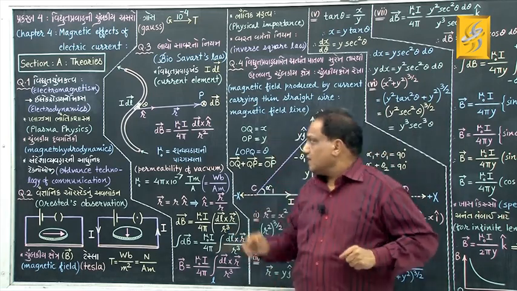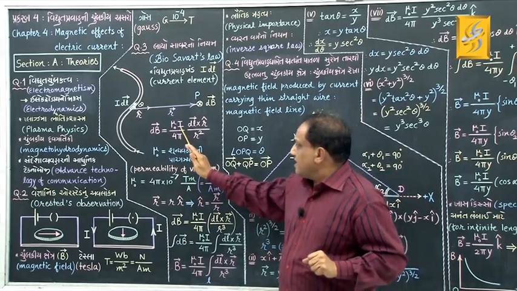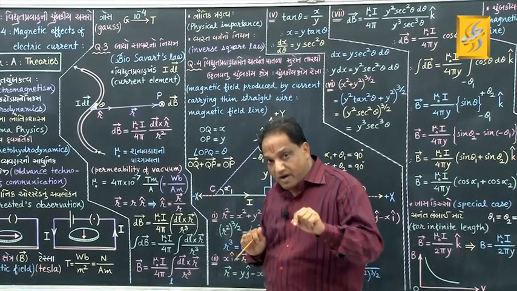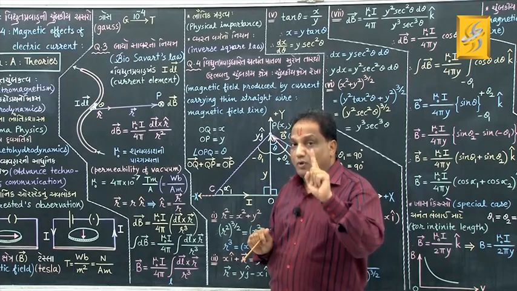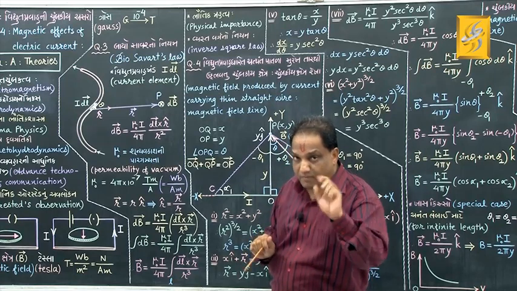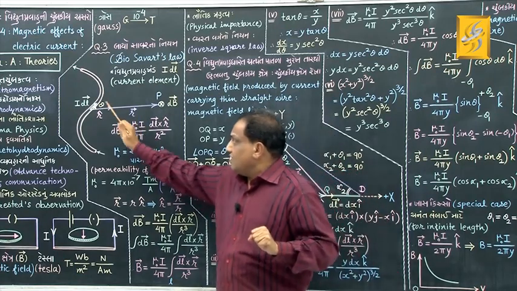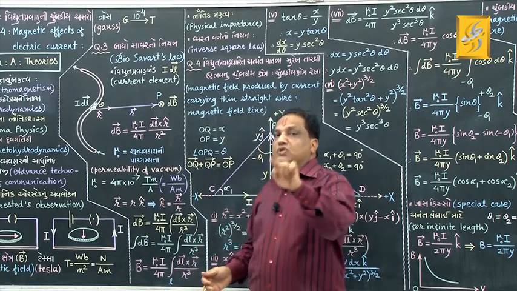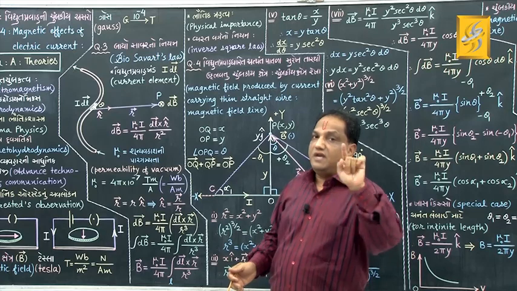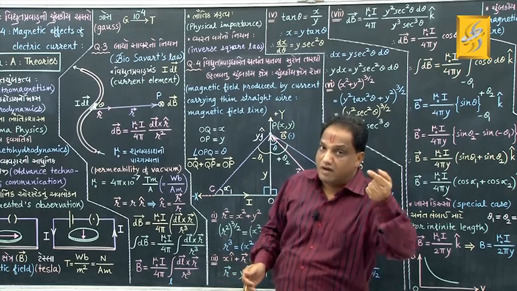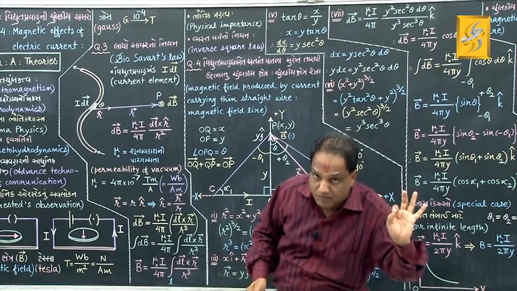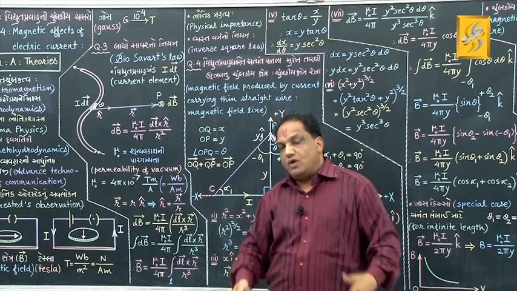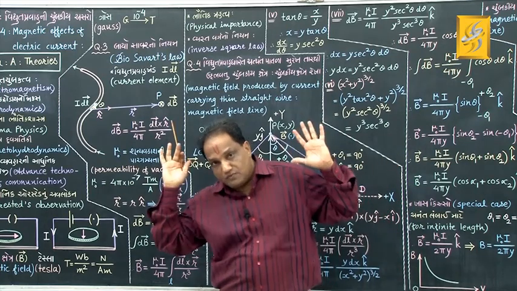I repeat, due to a current element I vector dl, the magnetic field produced at a point having position vector r with respect to that current element is vector dB equals mu 0 I upon 4 pi into vector dl cross r hat upon r square. This very statement is called Biot-Savart's law.